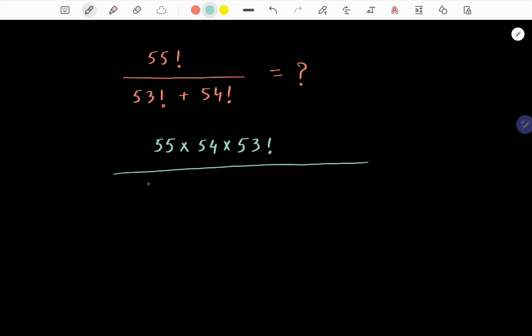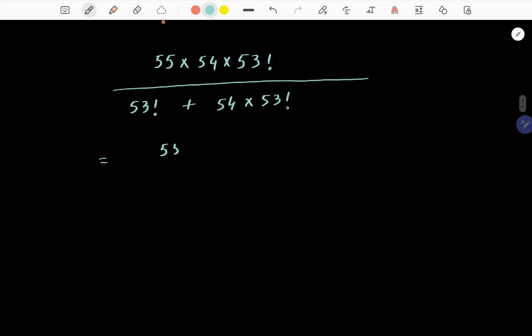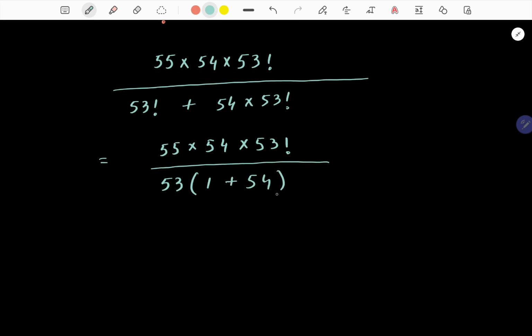On the same line, in the lower side, this is 53 factorial plus 54 factorial, which can be written as 54 multiplied by 53 factorial. The numerator is equal to 55 into 54 into 53 factorial. Taking 53 factorial common from the lower side, it will give 1 plus 54.